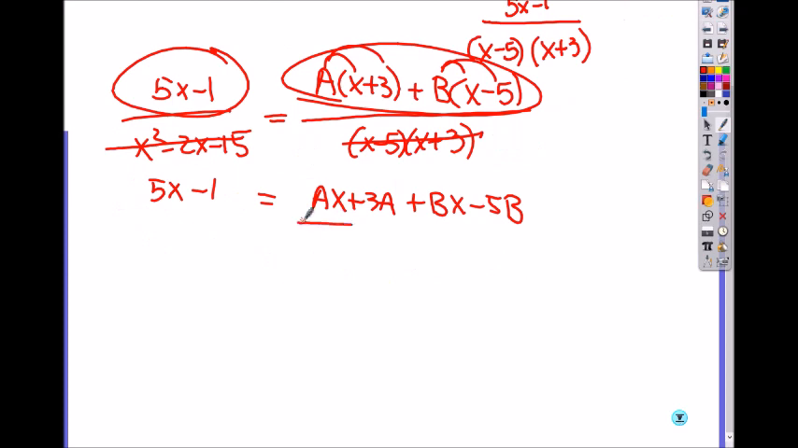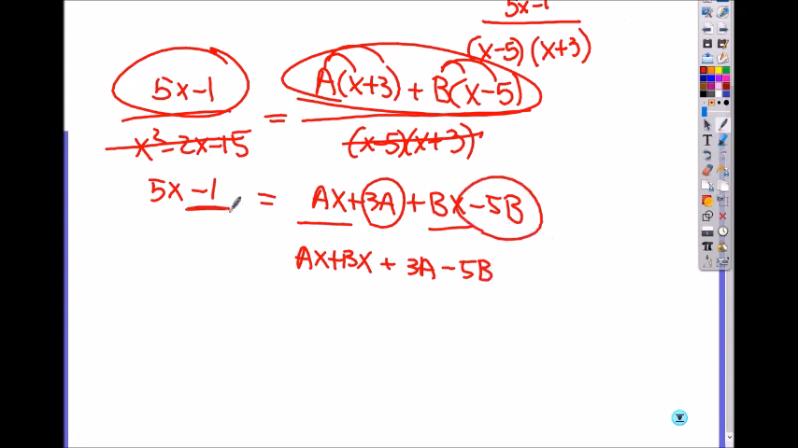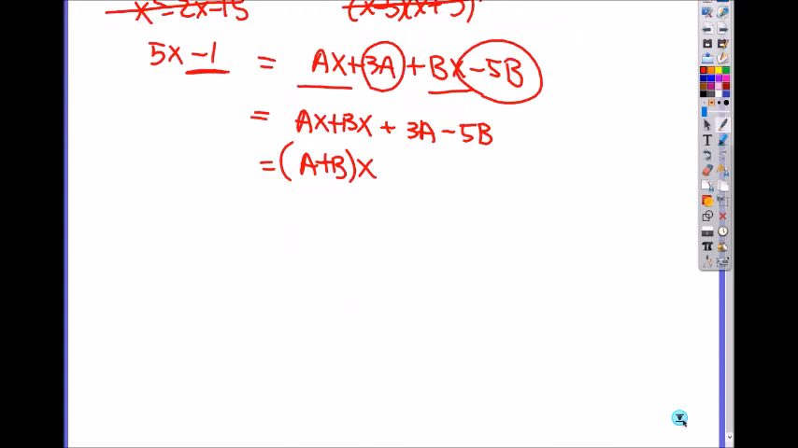Now put the like terms together. So Ax goes with what? Bx. So Ax plus Bx will make 5x. And 3A minus 5B must equal what? Negative 1. So now, to make it the same term, we factor out x from here. So it is A plus B times x, right? A plus B times x, plus just 3A minus 5B, which must equal negative 1.